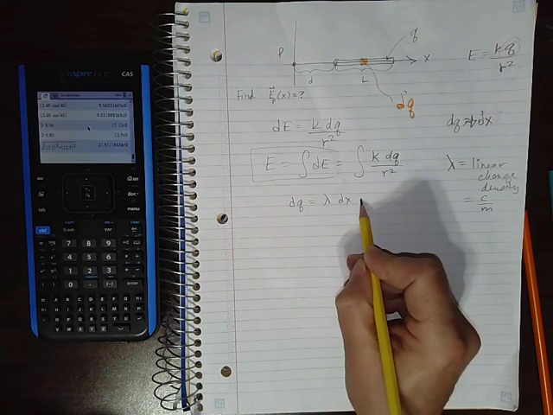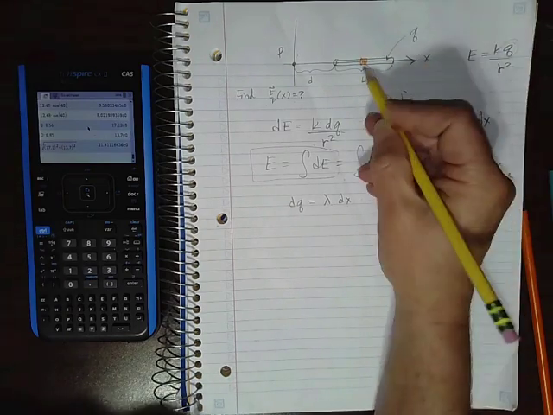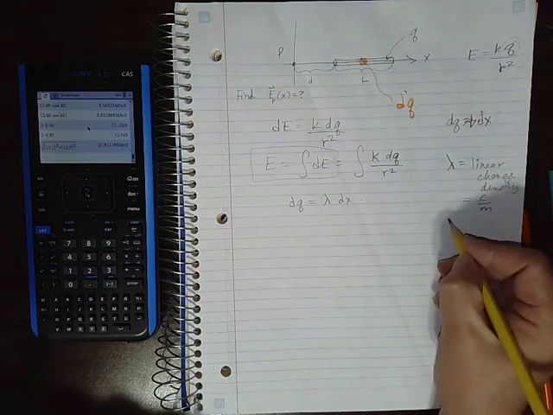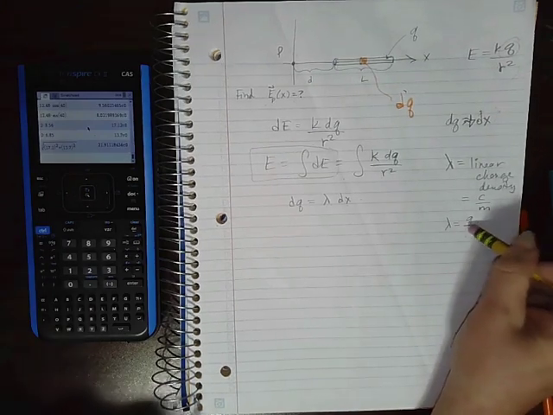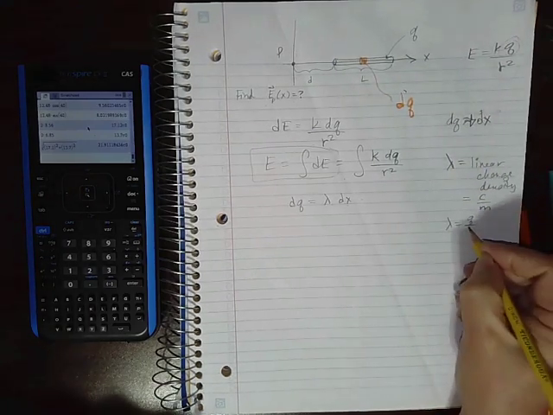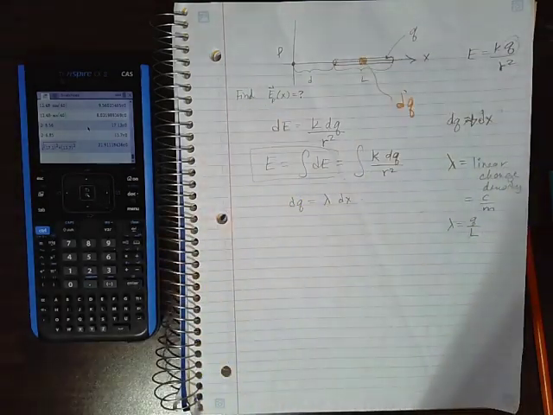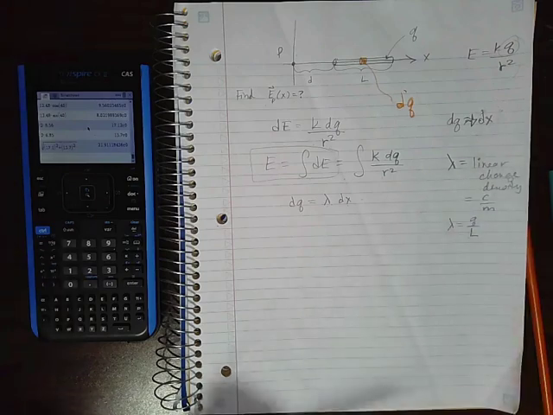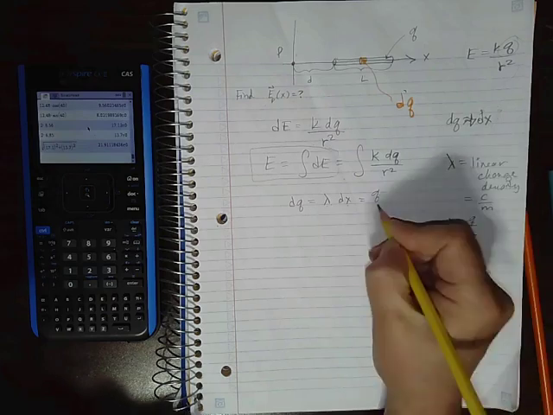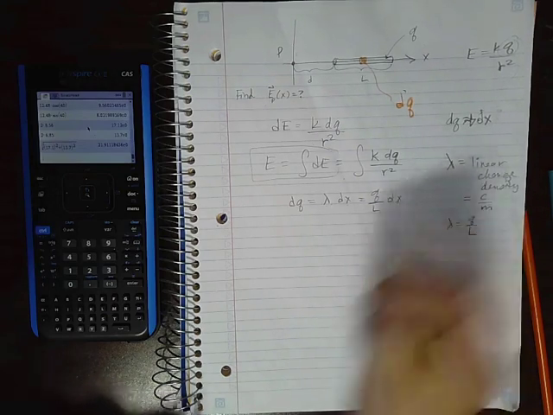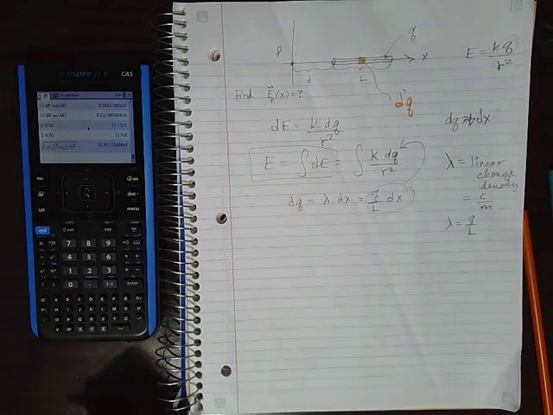All right, so what is lambda in this case? Well, like we said, lambda is coulombs per meter. We have a total of q coulombs over L meters. So in our case, lambda is going to be q over L, say 10 microcoulombs over half a meter, whatever it happens to be. So dq then is q over L times dx. We're going to put this in for dq in a minute.